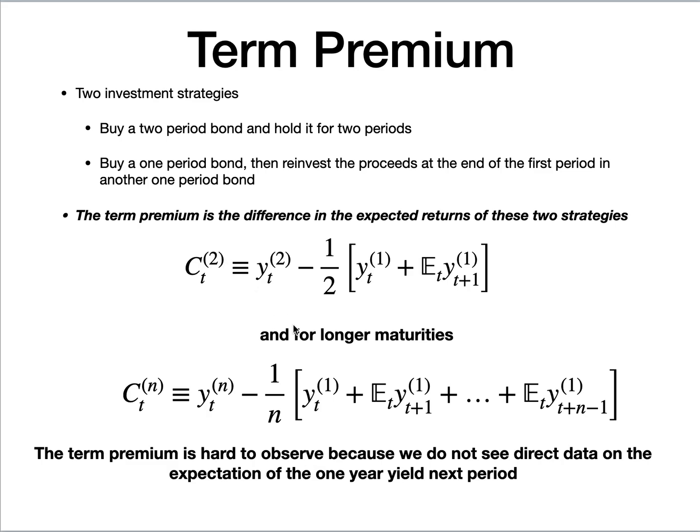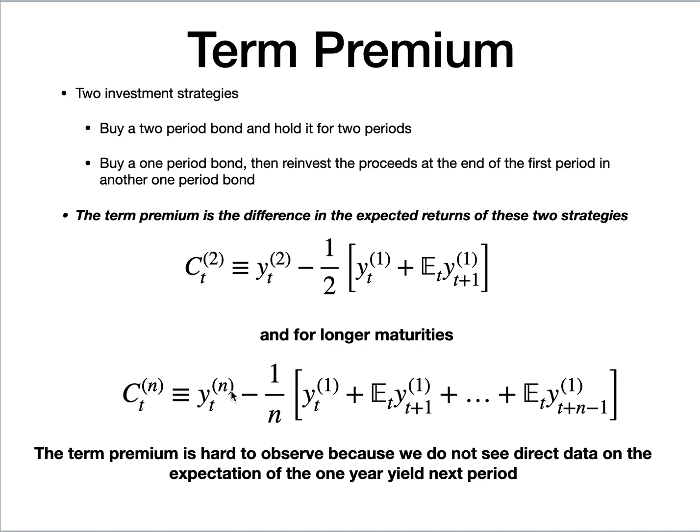And for longer maturities, I'm doing it in a logically similar way. I'm saying we can compare the yield on an n-period bond, maybe a 20-year bond, with the average of the 1-period yields that we would expect to earn as of time t for all the time periods up till a bond that matures, rolling it over every period until it matures n periods from now.